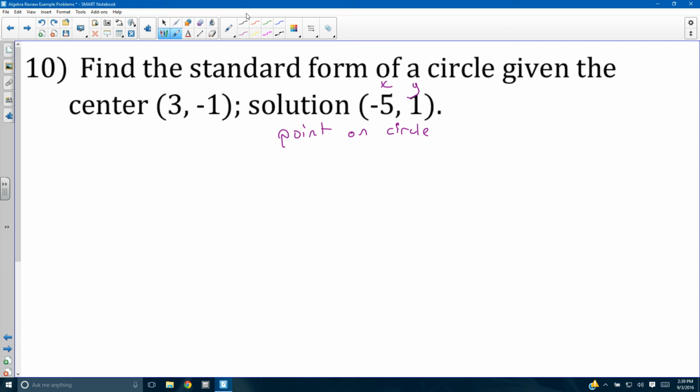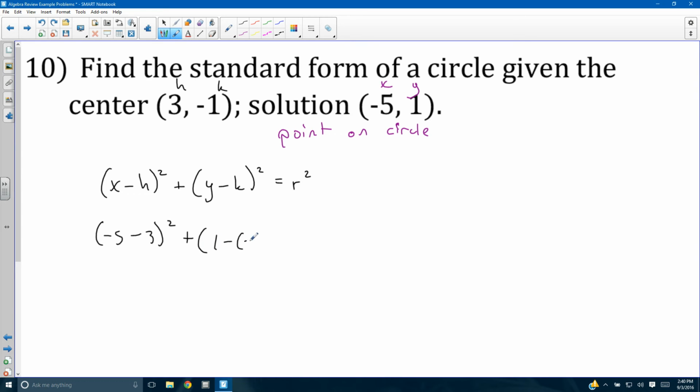What some people will do with this problem, they might say, oh, I know my formula for a circle. I am given XY. I'm given H and K. If I substitute all these into here, I can solve for R. And you would be right. You can. So you can substitute negative 5 minus 3 squared plus 1 minus negative 1 quantity squared equals R squared. So that's negative 8 quantity squared plus 2 squared equals r squared. 64 plus 4 is r squared.